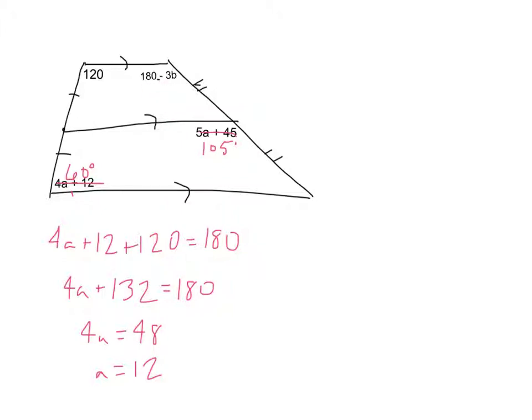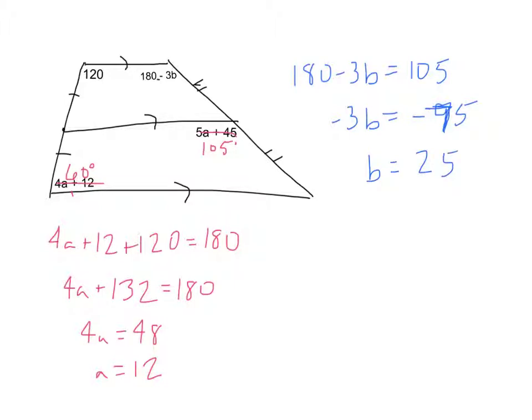Alright, so 180 minus 3b and 105, these are corresponding angles because they're both bottom left, they match up. Corresponding angles are congruent, so we set them equal to each other. So 180 minus 3b equals 105. Subtract 180, we get negative 3b equals negative, what is that, wait, no, not 95. 75. And so when we divide by negative 3, the negatives cancel out and b equals 25.